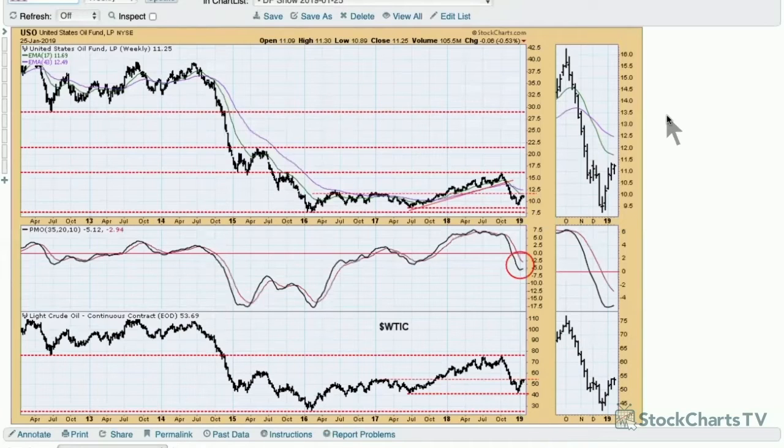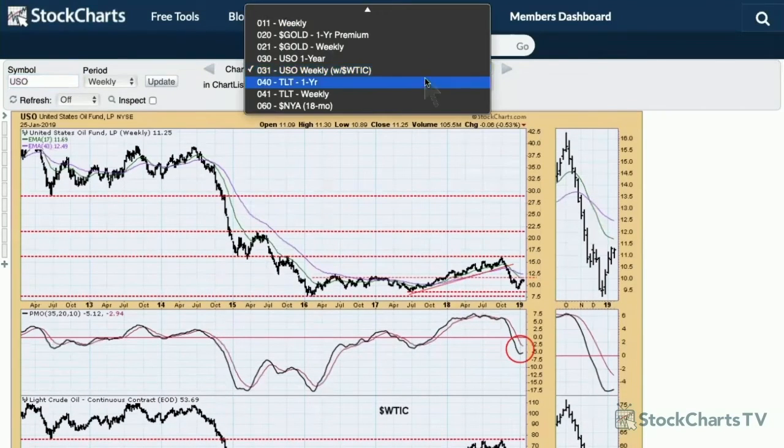Okay, WTIC crude oil is about 54. It's run into some pretty persistent resistance, but as I said, I think there's a good chance that it will move above that resistance, and you notice we've got a PMO bottom, and it's moving higher. So I'm feeling positive about crude right now. Yep. I like it.